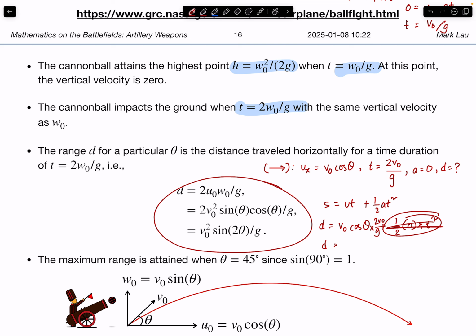Two v squared sine. So what I am missing right now is the sine theta. And why am I missing that right now? That's the question.